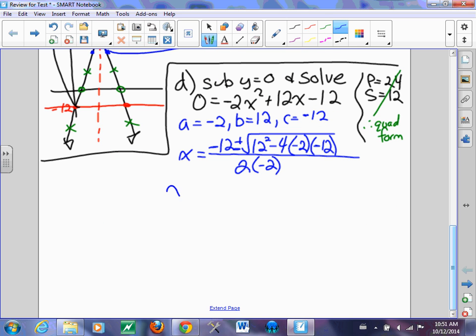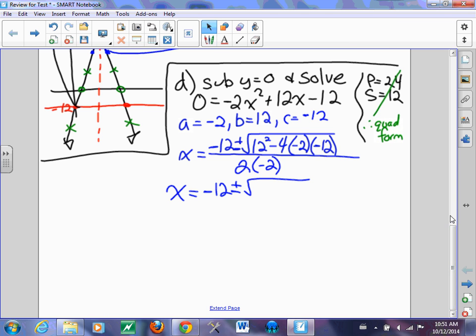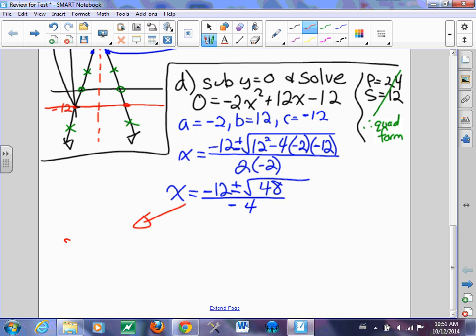Get your calculators out, ladies and gentlemen, and simplify this through, especially the brackets, or what's under the square root, which is also classified as a bracket. Okay, so plug it in, and in the square root, you should end up with 48 here, and your denominator should be negative 4. Okay, split it into its two cases. So X equals negative 12 plus root 48, all divided by negative 4.